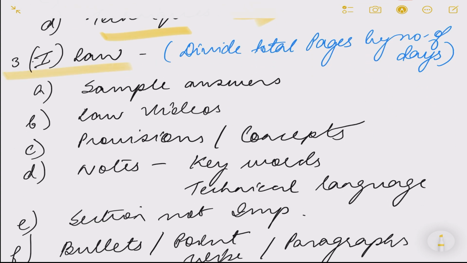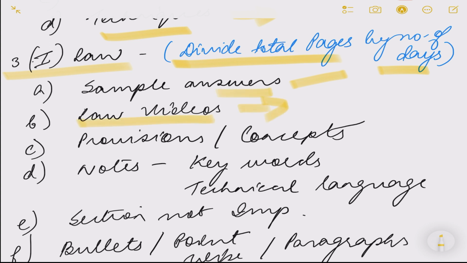Then the third subject is law, where if you are studying by yourself, divide the total number of pages by the number of days you are going to complete your course. And if you are studying from a coaching institute, then study with them only. Try to complete your course once with the coaching institute itself. Write sample answers. Don't forget to do that, because it's a subjective paper. You need to draft your answers like a professional. So please write sample answers.